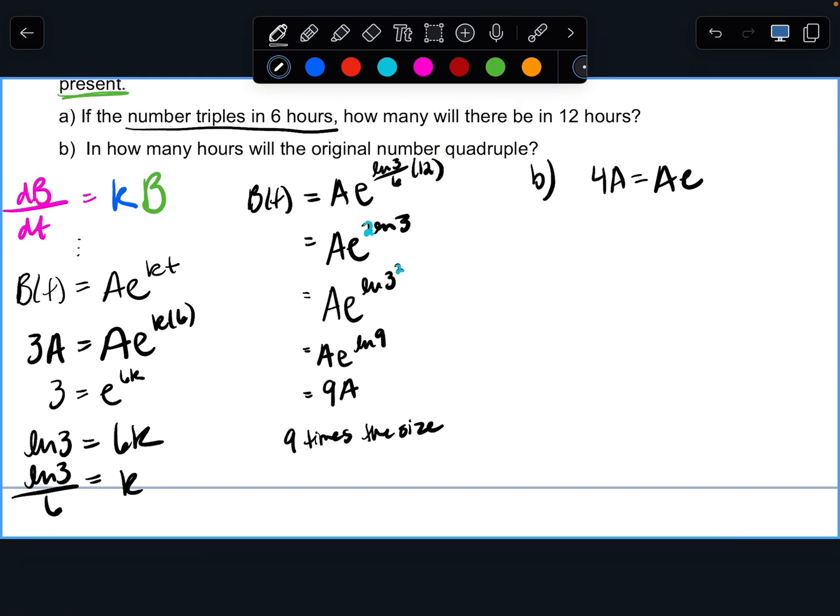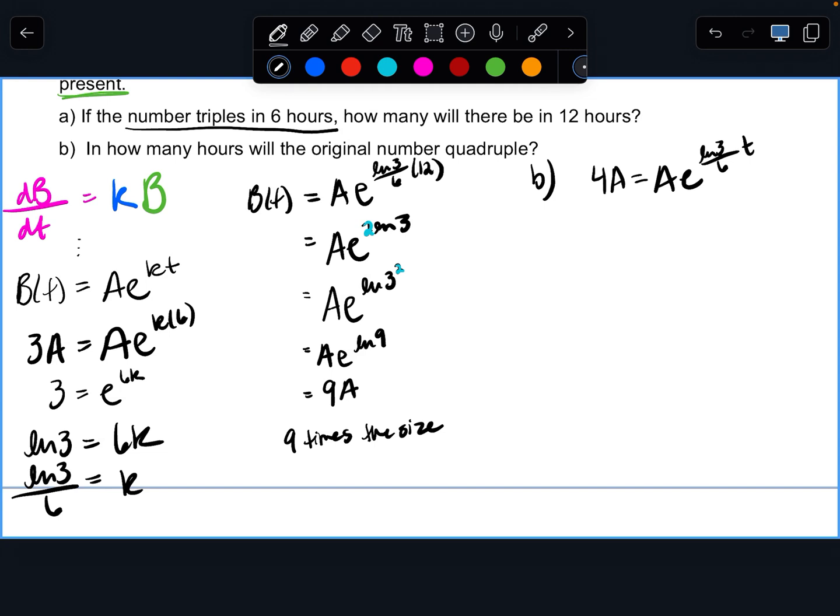So K is this goofball thing, natural log 3 over 6. That's a normal number. Times time. Do I have a time? No, I don't have a time. That's what I'm solving for. So the K, even though it was meant for the tripling, doesn't matter? No, because it all works together. The K is a constant that you solved with the other problem, so the K doesn't change.